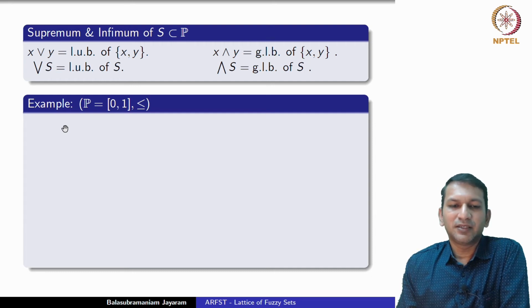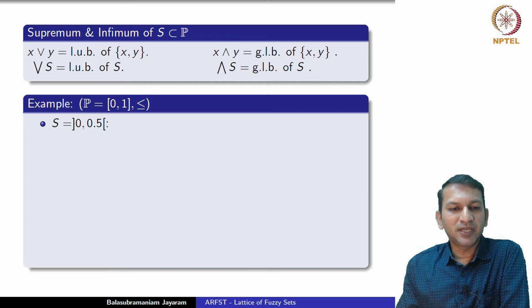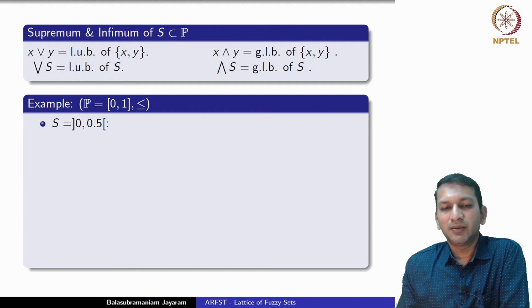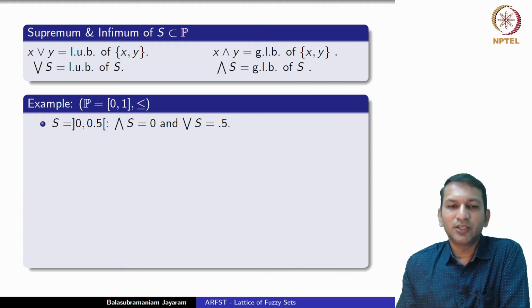Consider the set P to be the unit interval [0, 1] with the usual order. If we consider the subset S, which is, let's take this to be the open interval (0, 0.5), and we ask the question, what is its infimum and what is its supremum? That is, what is meet S and what is join S? It is clear that 0 is the only lower bound. However, it does not belong to this. Still, the infimum of S is 0 and the supremum of S is actually equal to 0.5.